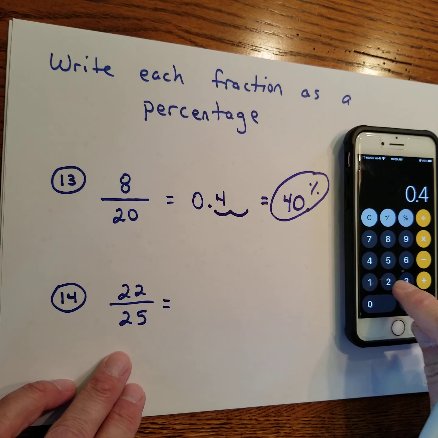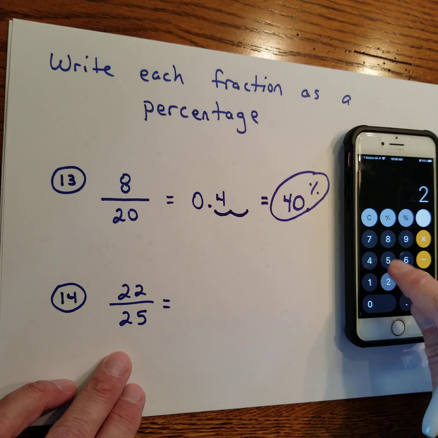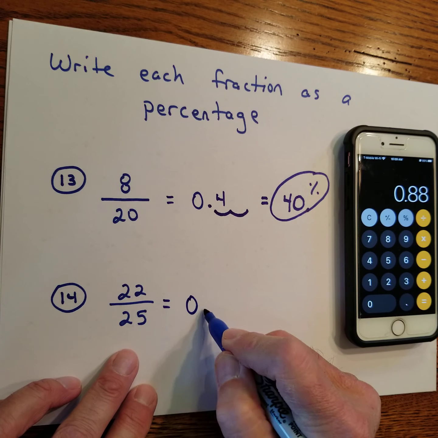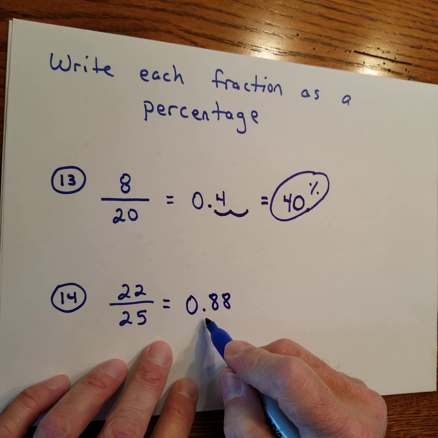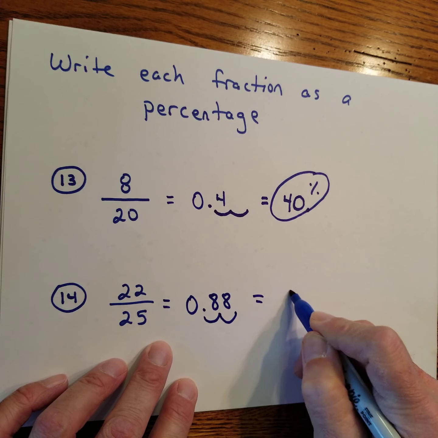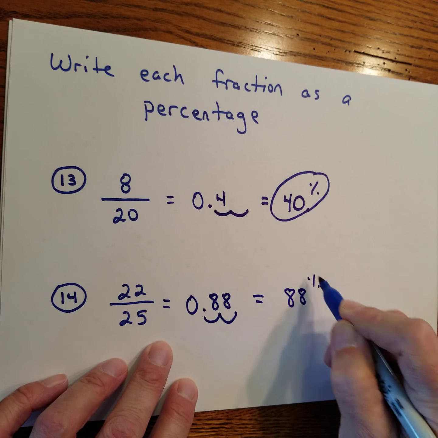22 out of 25, divide 22 by 25. Then move that decimal point 2 spots to the right. Is 88%.